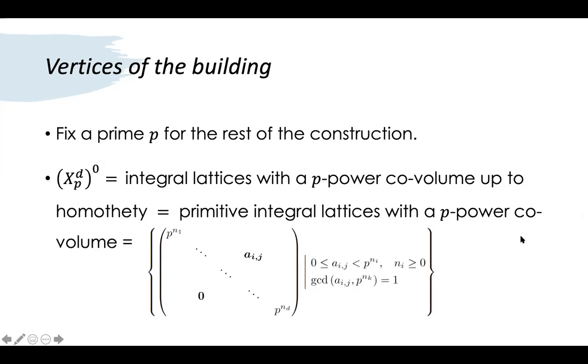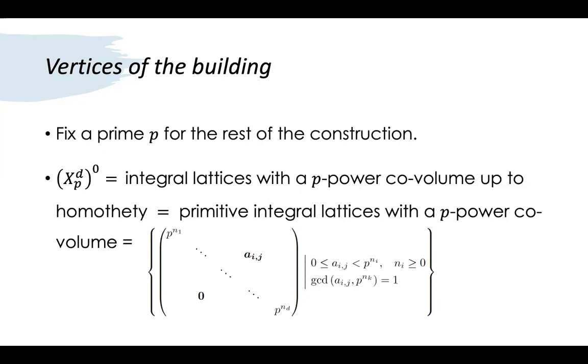Great. So what are the vertices of the building? There are many ways to define the vertices of the building, and you will see that this is not such a good way, but it will be very helpful if you don't know what buildings are before, because this is a very understandable definition. So you can take the integral lattices that have a p-power as a covolume. So the covolume of these lattices should be a p-power. And we think of two such lattices as the same if they are Z-homothetic to one another.